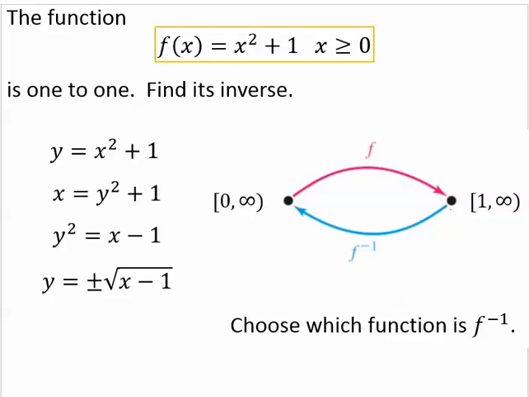To do that, I like to make myself a sketch. The domain of f is x being greater than or equal to 0. And so f inverse must take on the values greater than or equal to 0. And so f inverse is the positive radical x minus 1.